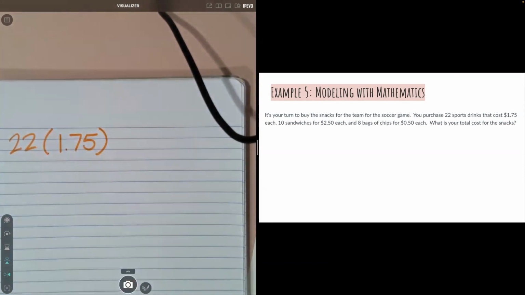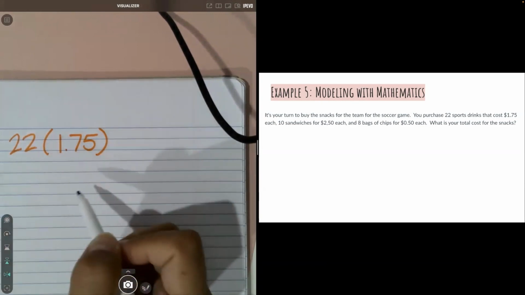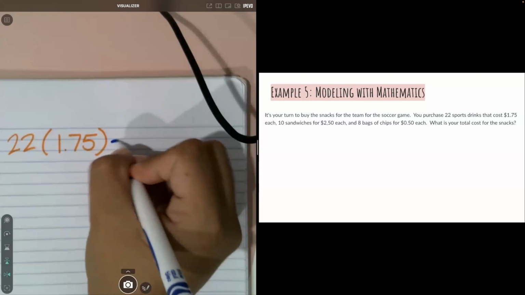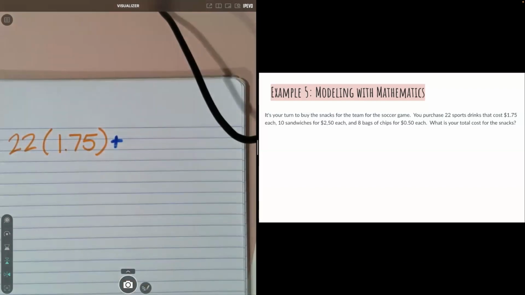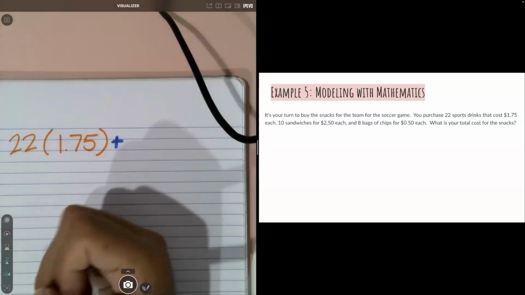I'm going to multiply those. That's going to give me the total cost of my sports drinks, right? I bought 22 of them. They're worth this much each. That's how much I have to spend on each of them. So I have to multiply those numbers. And I add what I have to spend on sandwiches.